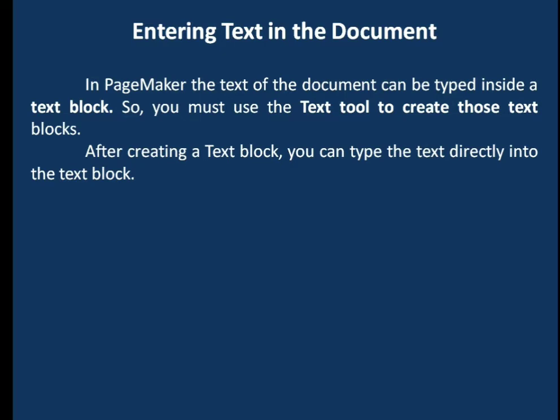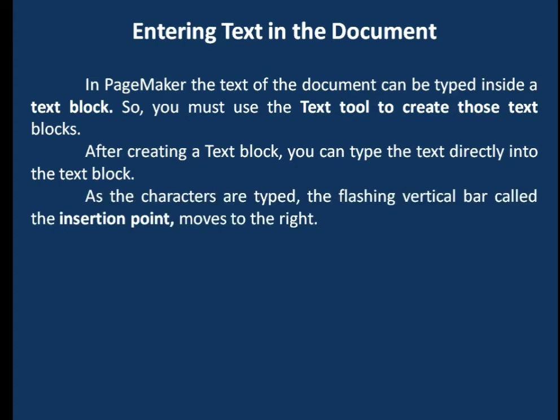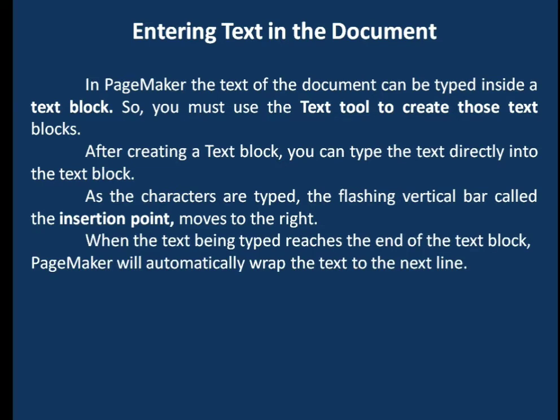After creating the text block, you can type the text directly into the text block. As the characters are typed, the flashing vertical bar called the insertion point moves to the right. When the text being typed reaches the end of the text block, PageMaker will automatically wrap the text to the next line.